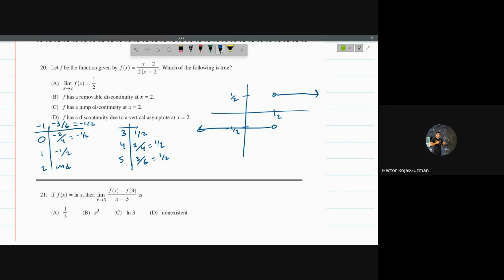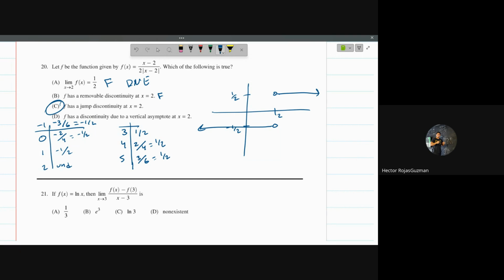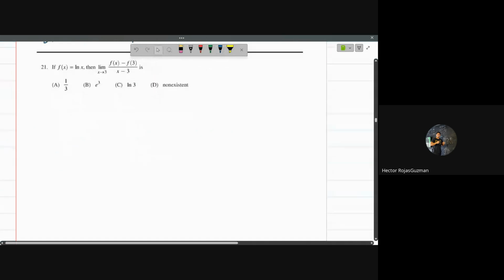So let's answer this question. The limit as x approaches 2 is 1/2. Well, that is false, my friend, because the limit does not exist. F has a removable discontinuity. That is false because a removable discontinuity is basically one line with a hole. It has a jump discontinuity. That is true. It has a discontinuity due to a vertical asymptote. No, there is no vertical asymptote here.